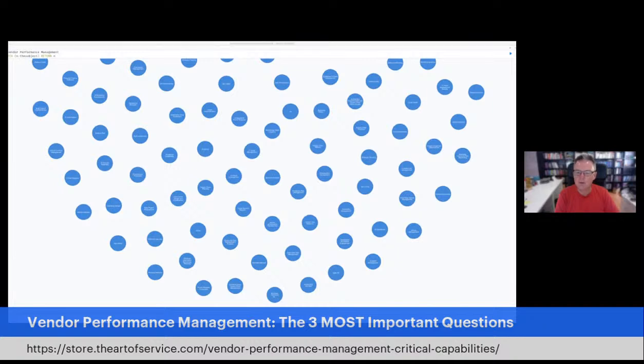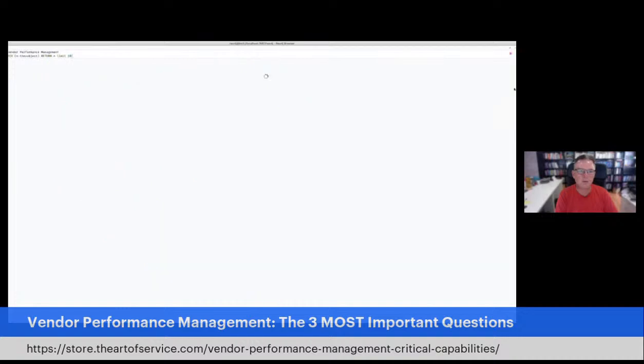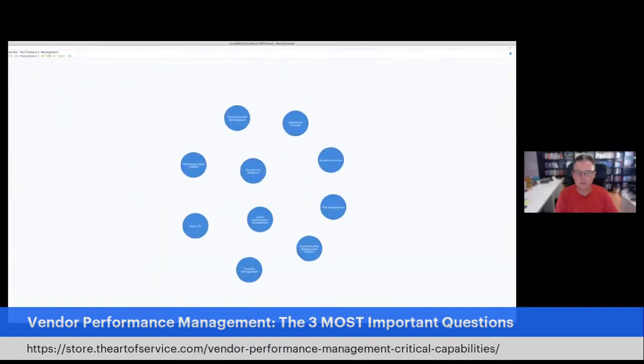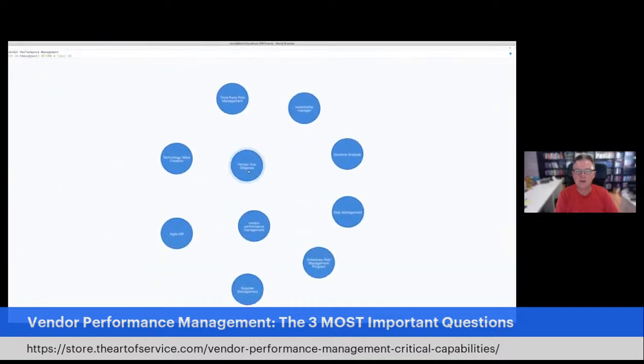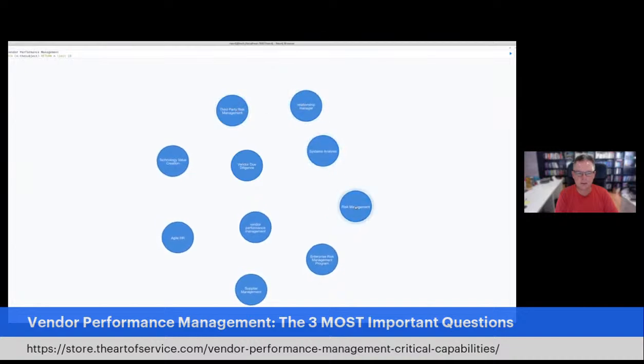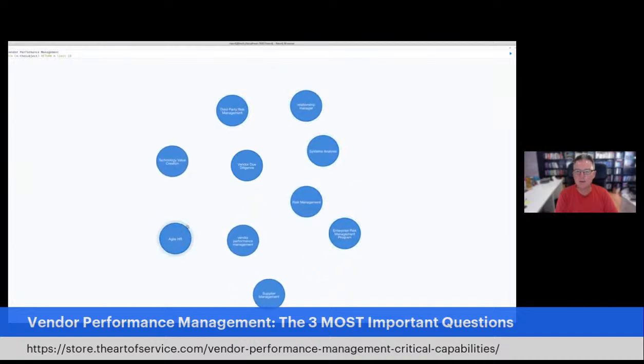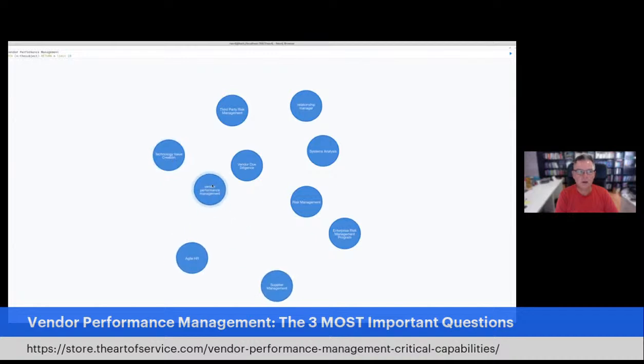Now, if I want to just go with the top 10, what are the most important areas that I need to focus on when I'm working with vendor performance management? Due diligence, third-party risk management, have relationship managers in place, systems analysis, risk management, enterprise risk management, technology value creation, vendor performance management, supplier management. Now, look at this. Excellent.